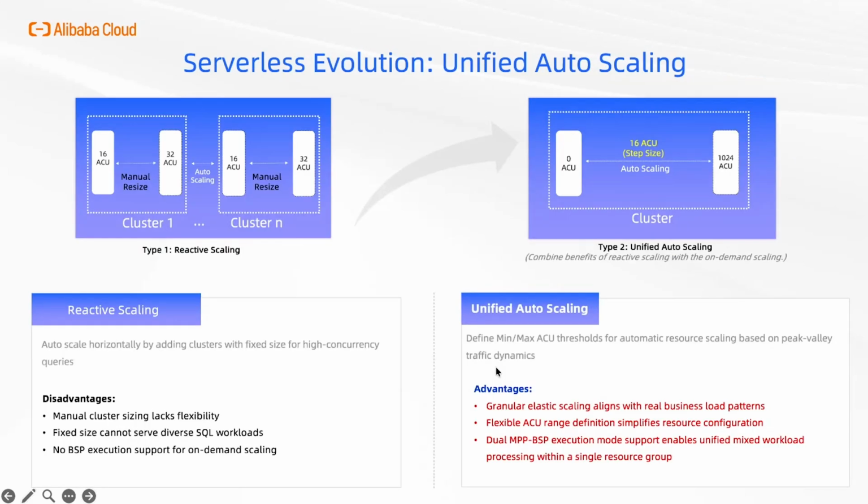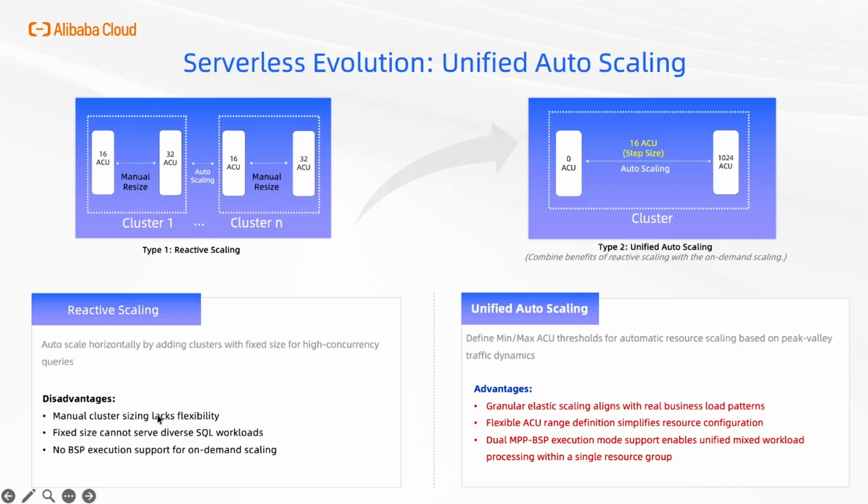This year, we have introduced a unified elasticity model with auto-scaling resource groups. This strategy simplifies the resource allocation process compared to the multi-cluster elasticity model. In the past, users often struggled to determine the right cluster sizes, which can lead to resource wastage or the inability to handle demanding queries.